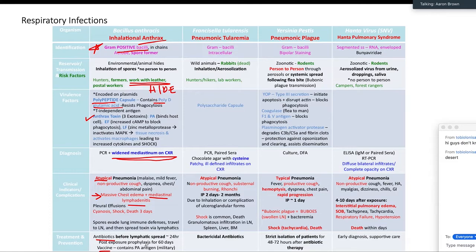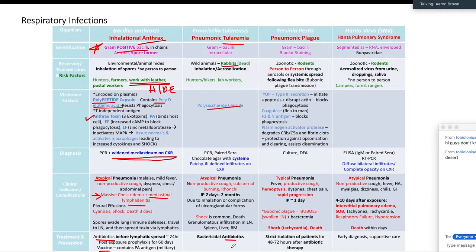Tularemia, this is the one associated with rabbits. It's got a capsule. And here we can use our aminoglycosides in terms of our antibiotic treatment. We'll go for aminoglycosides, so maybe our tobramycin, right? One of those types of drugs.